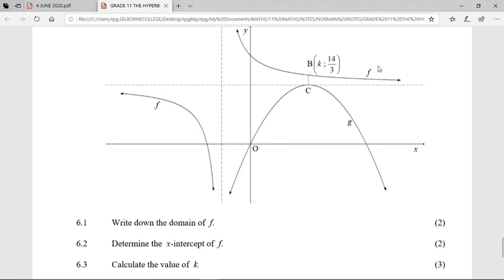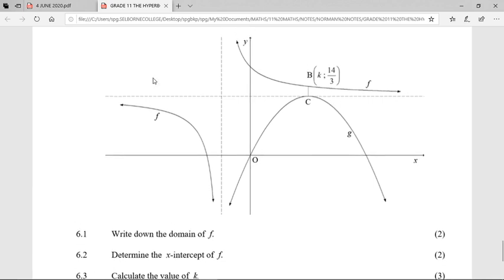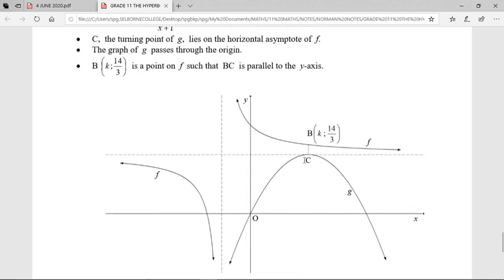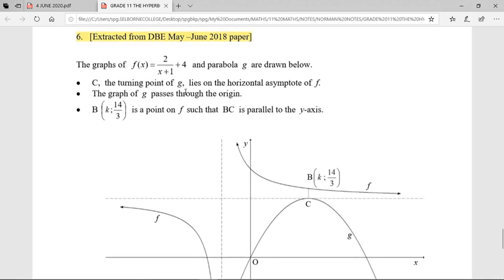So if C's x value is 2, how are we going to get the y value? Remember earlier on we read that this point C lies on the horizontal asymptote of the hyperbola. What was this flat line now? How much is it, or what's the value of that flat line? That value would have referred to this plus 4, right?